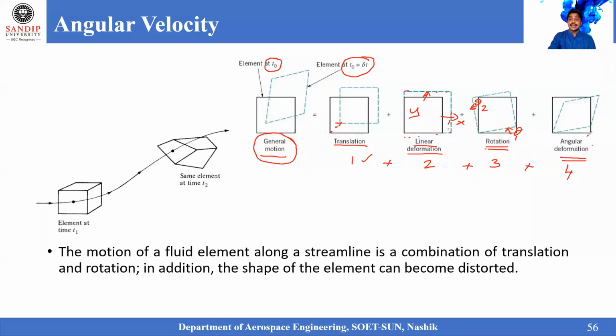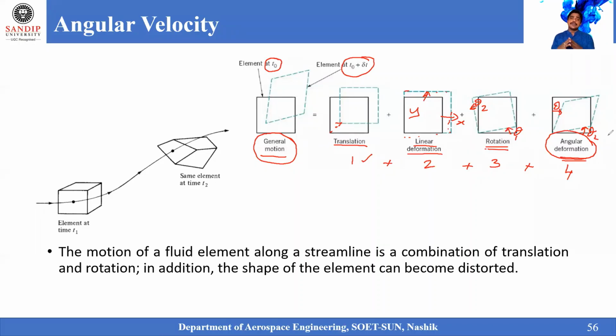Or it may go for angular deformation also. The fluid element may go for angular deformation. Here you can see the angular deformation is made, but it is not a pure rotation. In the fourth case, it is not simply rotated, but it has made an angular deformation where both angles theta 1 and theta 2 change. That is the possibility with respect to fluid flow. The general motion of the fluid flow can be translation, linear deformation, rotation, or even angular deformation.